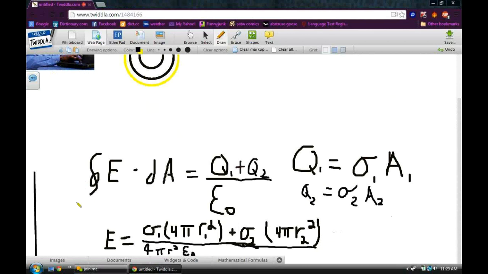Well, the first step is basically what we usually start out with, Gauss's law, with the two separate charges added together. And Q1 is going to be sigma 1 times the area of the Gaussian pillbox that it makes, and then Q2 is going to be sigma 2 times the area of the Gaussian pillbox that it makes.